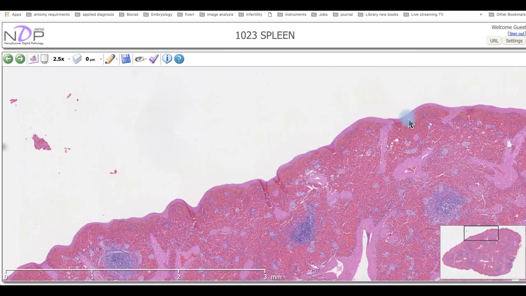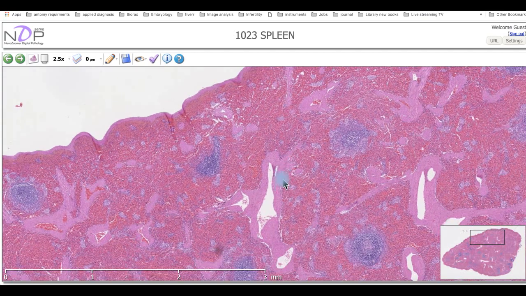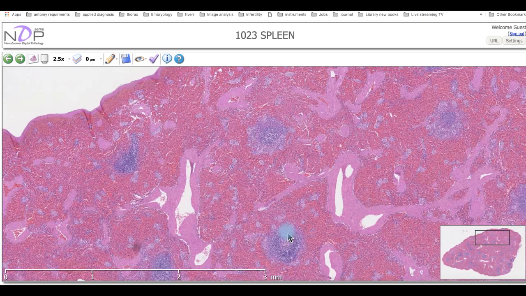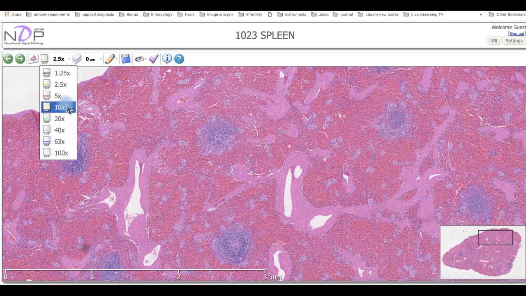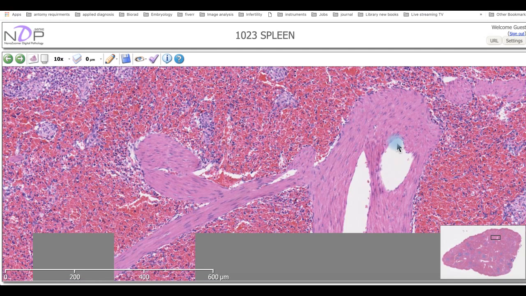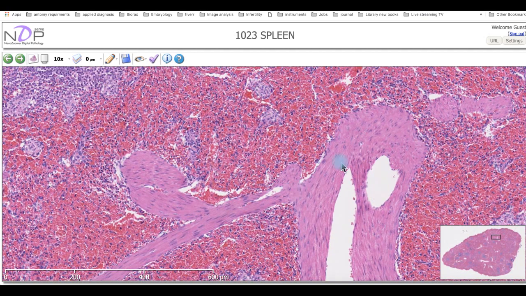this is the area of the capsule, and you can see this is the extension called the trabeculae. As I said, inside the trabeculae we find the blood vessels, for example the trabecular artery. See this extension here? If we increase the magnification, you can see the endothelial cells and the smooth muscle. This is the trabecular artery, and this is the area of the connective tissue.